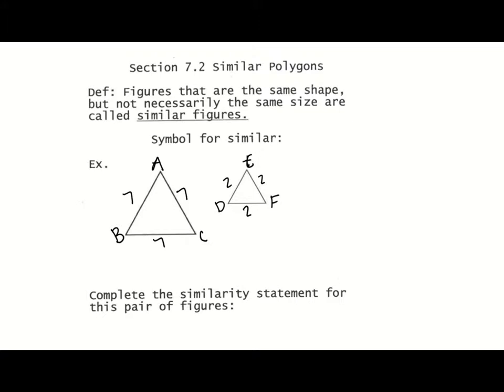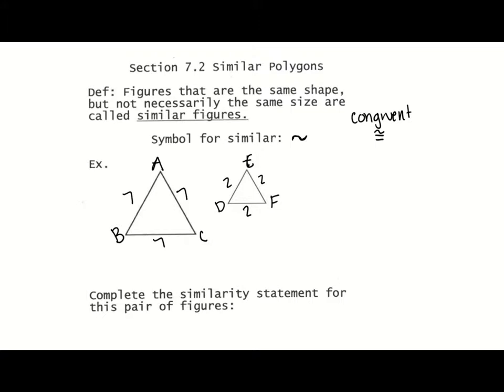Our symbol for similar is kind of like congruent, but we only have one little squiggle. So congruent looks like this. That means they are equal. This little squiggle just means similar.